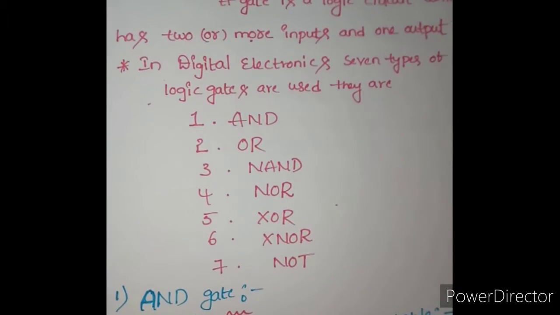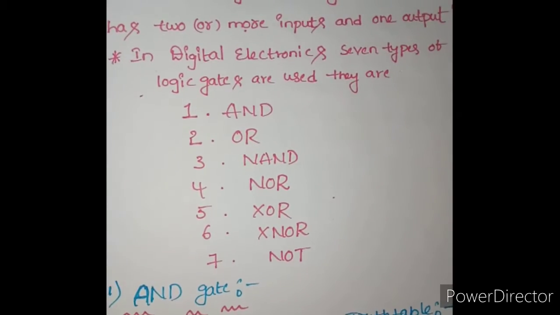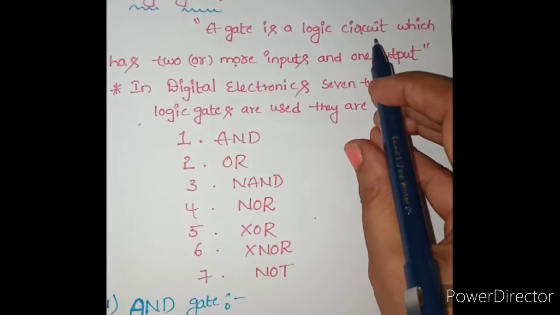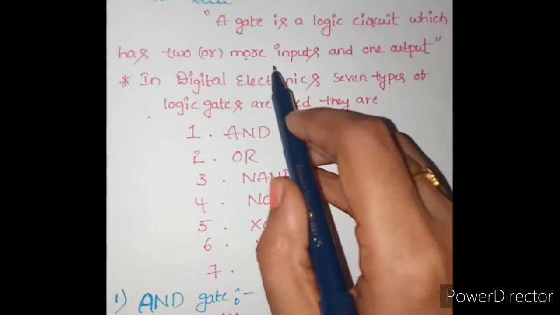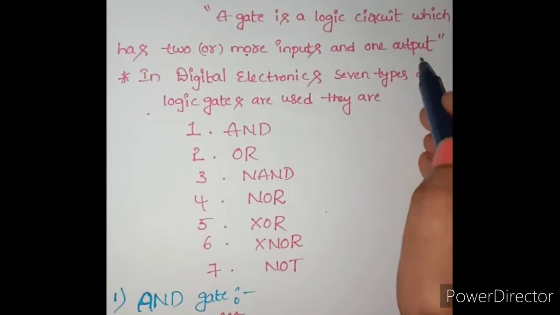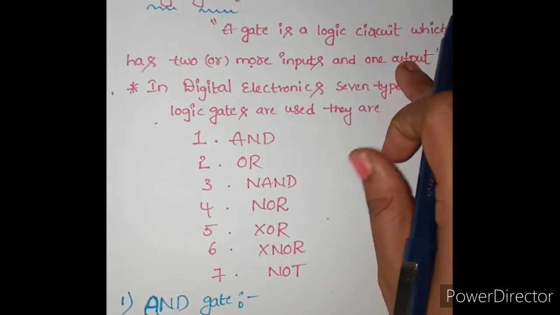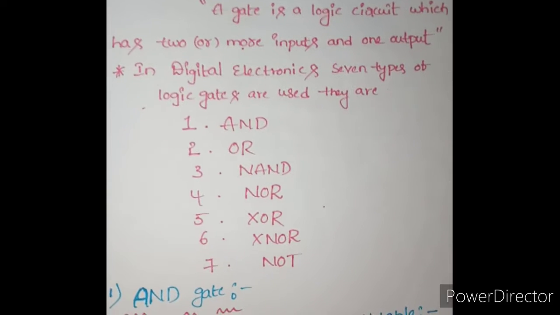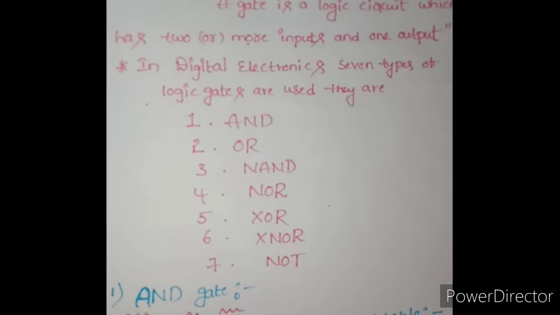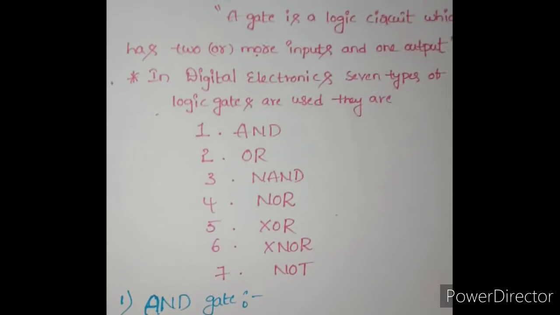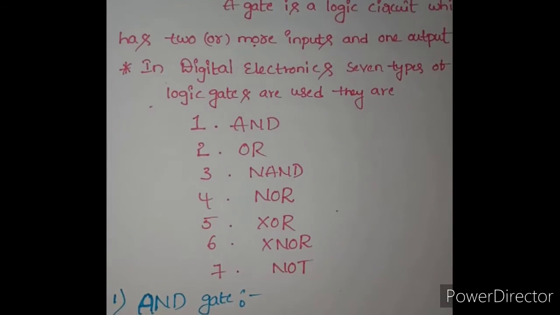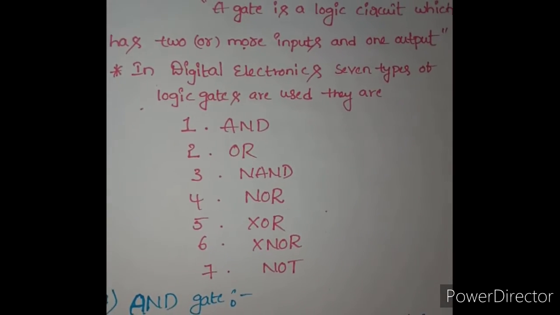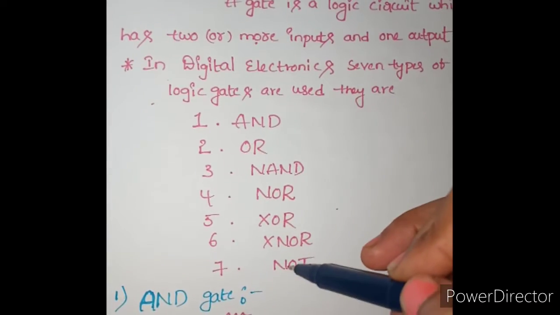So coming to the logic gates, the basic definition of a logic gate is, see here, a gate is a logic circuit which has two or more inputs and only one output. So it is known as a logic gate. In digital electronics, 7 types of logic gates are used, namely AND gate, OR gate, NAND gate, NOR gate, XOR gate, XNOR gate and NOT gate.